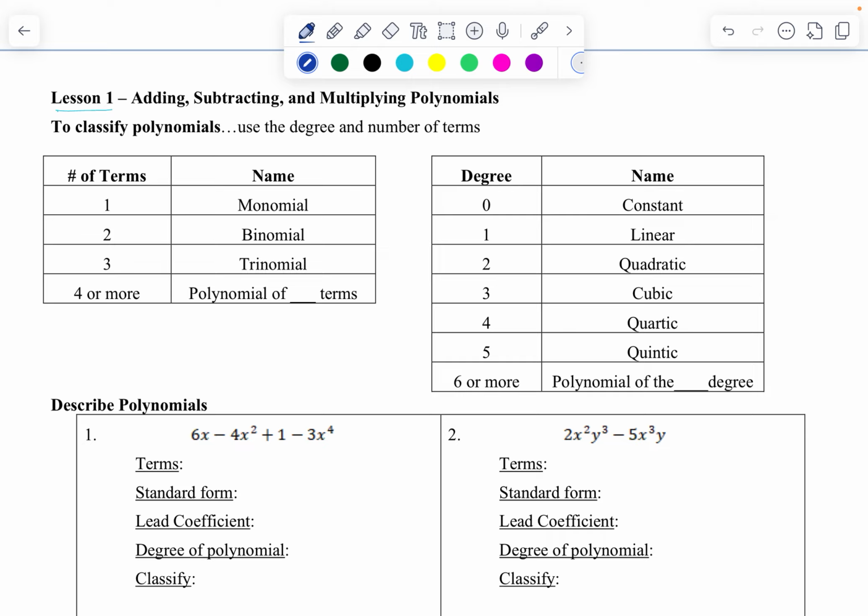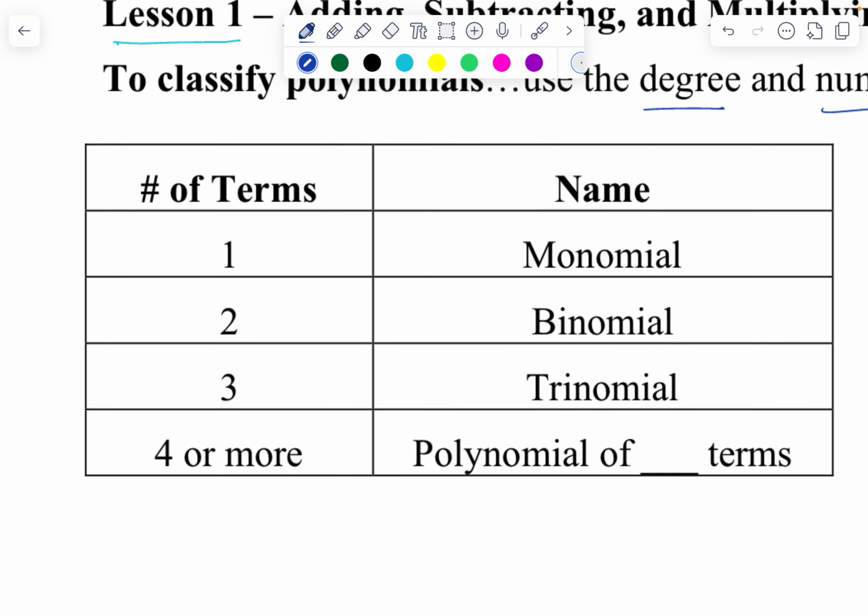You've seen it before with combining like terms. We're going to take a look at it again at a slightly more advanced level because, I mean, come on, you guys are honors. So first and foremost, we must remember how to classify polynomials. We use the degree and the number of terms to do so. So remember the number of terms.